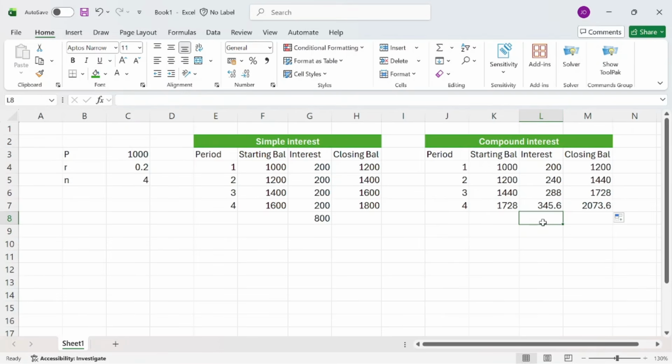And now that is going to be 1073.6. So as you can see, when you have simple interest, you're going to earn an interest of 800 because the interest does not earn interest. But for compound interest, the interest earns interest. So you're going to get a compound interest of 1073.6.